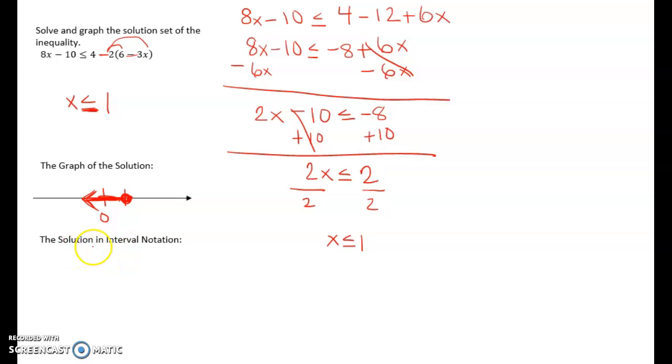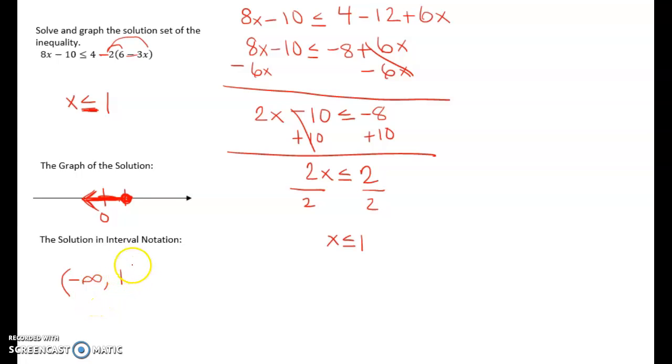Okay, now we need to write the solution in interval notation. So if you remember interval notation, we always write the smaller number first and the bigger number second. So we'll start down at -infinity because that's going on forever. And I have a parenthesis around that. I always have a parenthesis around infinity. Then it's going to go up to 1.